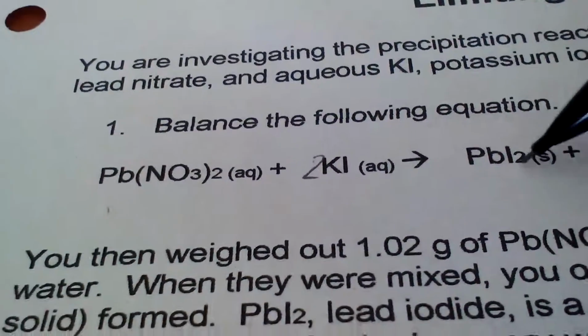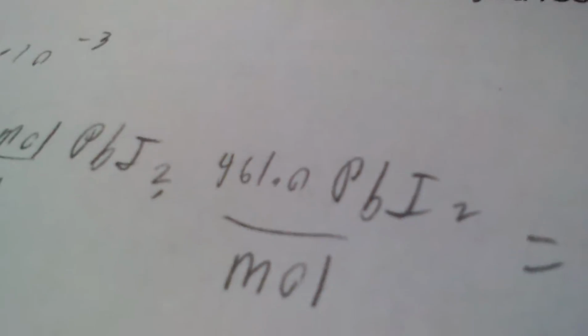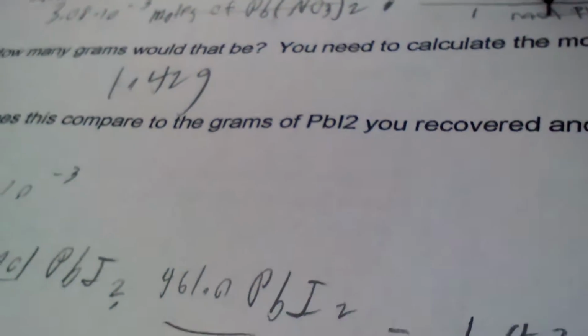How many moles of lead iodide react with moles of lead nitrate? 1 to 1. So 1 mole of that, 1 mole of that. So basically we're not changing the number at all, we're just changing the units by doing this. Okay. So now we end up with moles of 3.08.